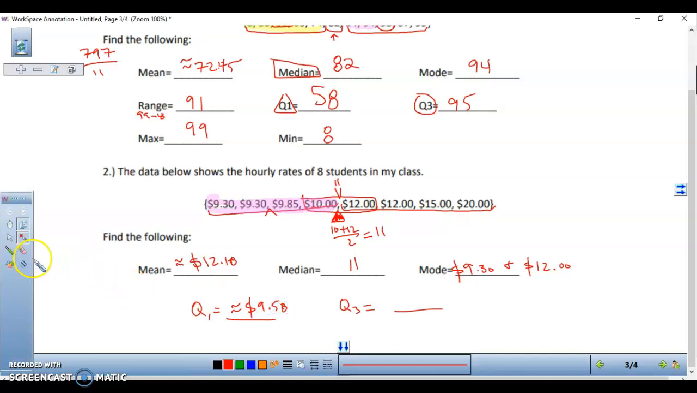And if I wanted to find Q3, which I know doesn't ask me, but this is worth pointing out, I'm going to take the second half of the data, which is these 4 numbers. There isn't a number right in the middle because it's an even number. So I'm going to average 12 and 15. And when I average 12 and 15, what do we get, like $13.50, right? Punch it in. Yep, $13.50. So Q3 will be approximately $13.50.